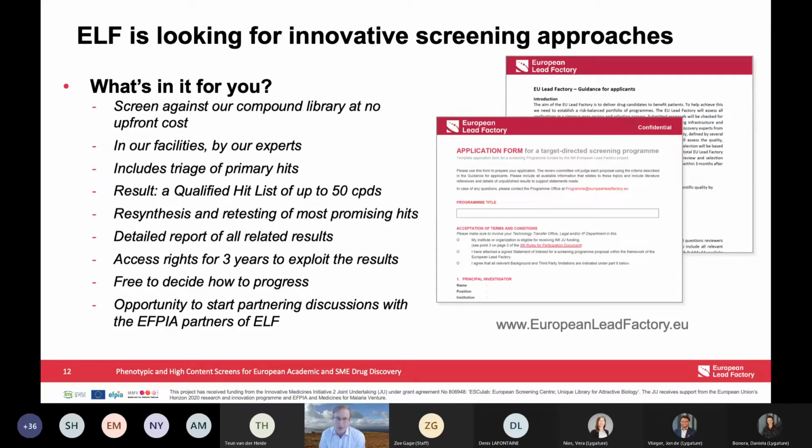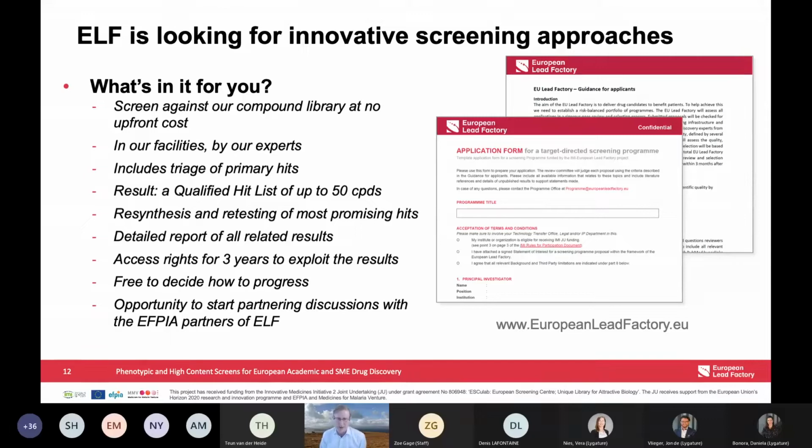Jan can tell you more about the details of this, but you, not us, have access rights for 3 years to exploit the results in concert with the partners that are the source of the compounds, and you really decide how to progress all of this. And I think this final point is a really interesting one. The opportunity to start partnering with quite serious and accomplished drug development efforts, pharmaceutical companies and the like, is a really critical part of this.